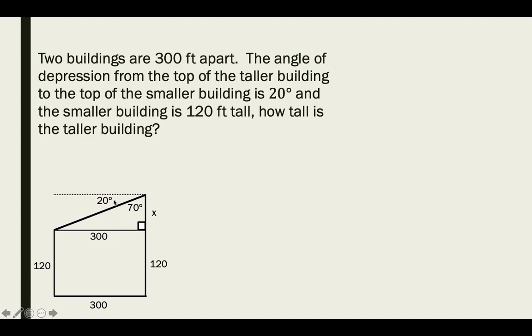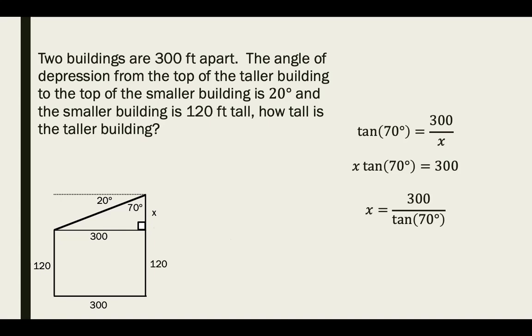So we're going to deal with this triangle here and try to solve for x. And then once we have x, we'll add 120 to our answer. So 300 is opposite 70. X is adjacent to 70. So we're going to use tangent of 70 equals 300 over x. We're going to solve for x. Multiply by x, divide by tangent of 70. Put that in our calculator. We get x is 109.19 feet. That means to find the whole total height of the building, we need to do 120 plus that answer, and we get our final answer of 226.19 feet.